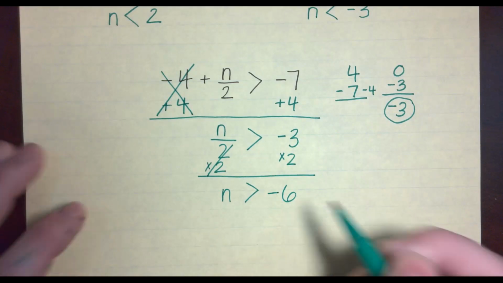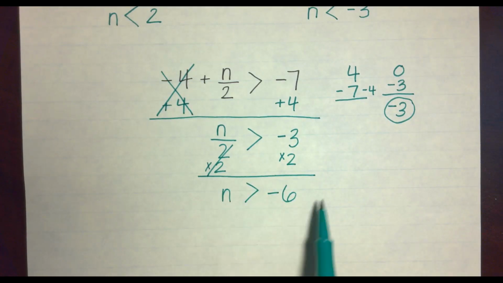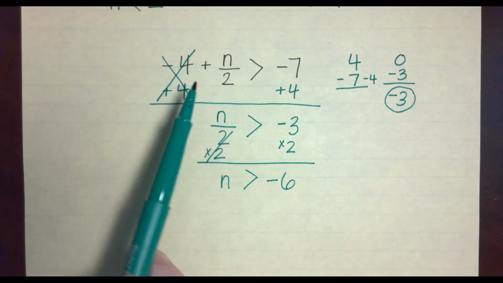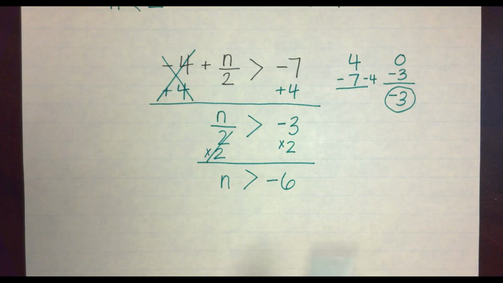-6. Good. Okay, so somebody tell me, what does this answer mean? How would I read it? N is greater than -6. Yes, n is greater than -6. So that means any number that is bigger than -6 fits into this inequality. Anything bigger than -6. Can I use -6? No, negative 6 is not included. It has to be bigger than negative 6.